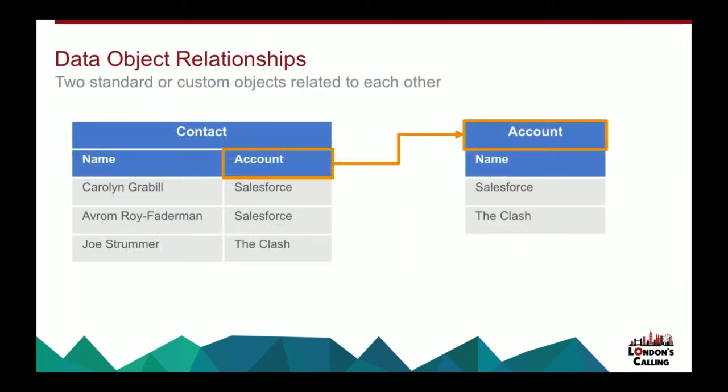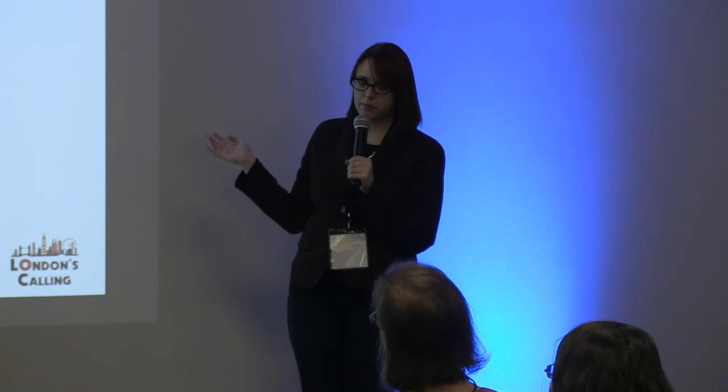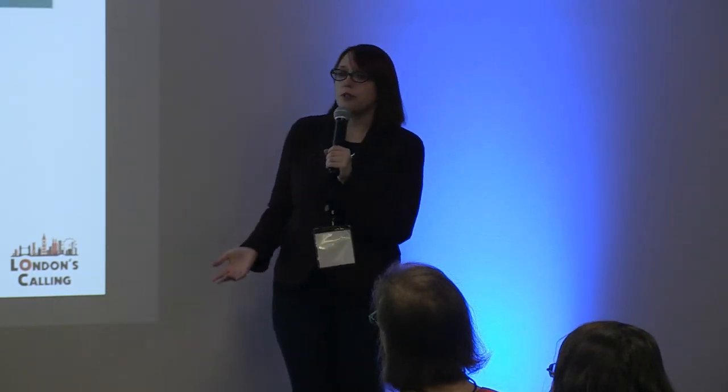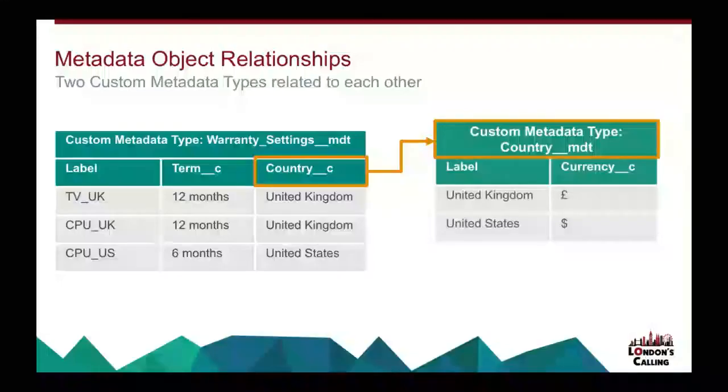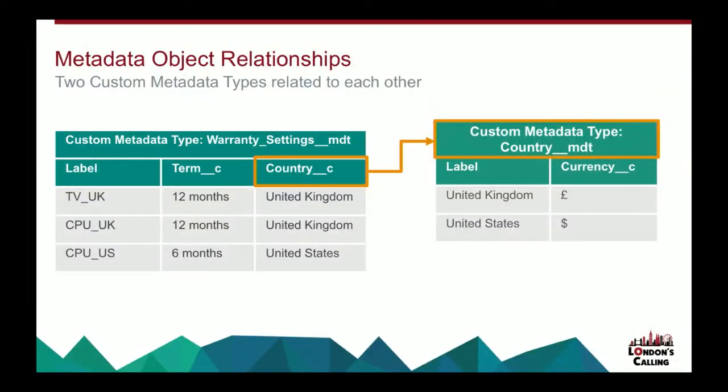You can create relationships between data objects. This is probably really familiar to everybody. There was a relationship between contacts and accounts. You can do that because they're both data objects. You can create relationships between two data objects. You can also create relationships between two metadata objects. So a custom metadata type can have a lookup to another custom metadata type because they're both metadata.